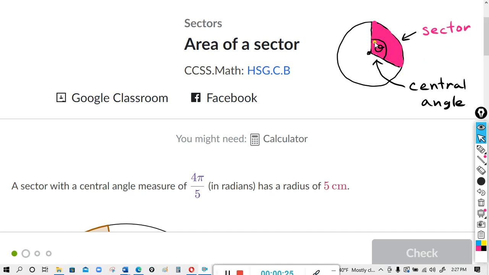Okay, and the angle made within that sector, that's considered the central angle. Okay, and of course this dot in the middle is the center of the circle. So the central angle is represented by this Greek letter theta.